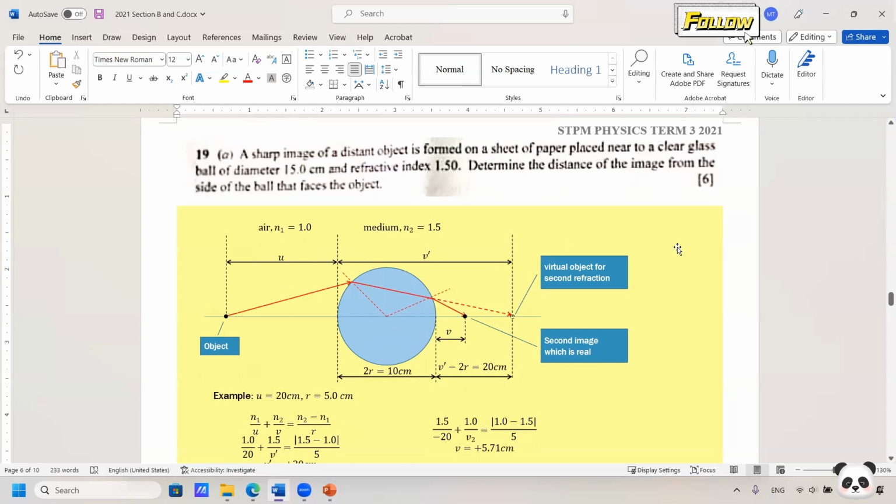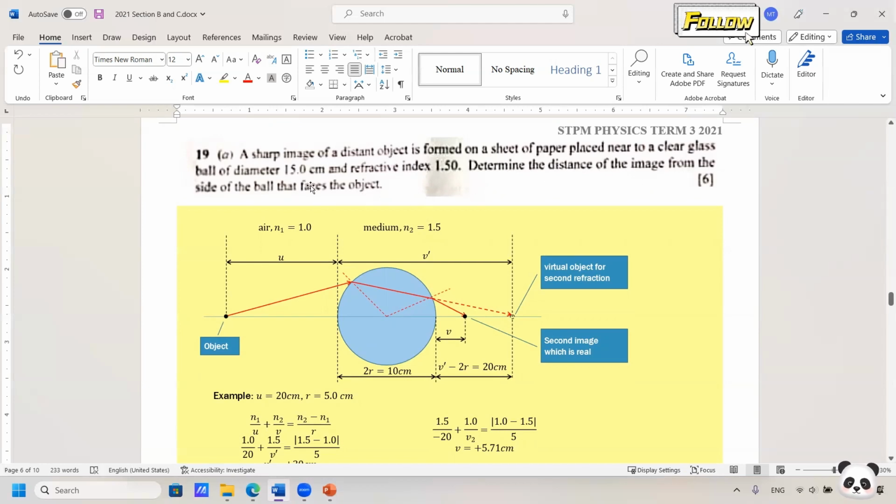Good day. We discuss the past year 2021 question 19, which is about refraction. A sharp image of a distant object is found on a sheet of paper placed near to a clear glass bowl of diameter 15 cm and refractive index 1.5. Determine the distance of the image from the side of the bowl that faces the object.